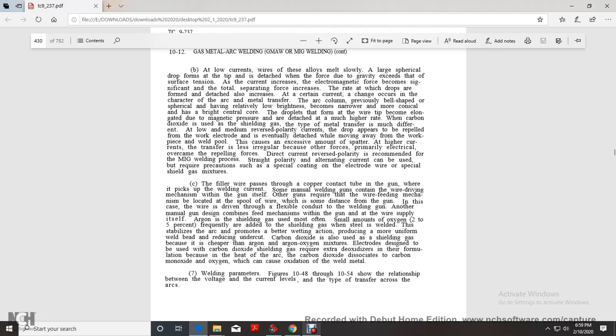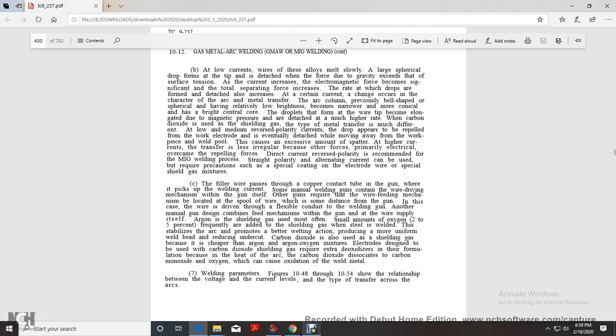Argon is the shielding gas most often used, with small amounts of oxygen, 2 to 5%, frequently added to the shielding gas. When steel is welded, this stabilizes the arc and permits better wetting action, producing a more uniform weld bead and reducing undercut. Carbon dioxide is also used as a shielding gas because it is cheaper than argon and argon oxygen mixtures. Electrodes designed to be used in carbon dioxide shielding gas require extra deoxidation formulation because the heat of the arc dissociates carbon dioxide to carbon monoxide and oxygen, which causes oxidation of the weld metal.